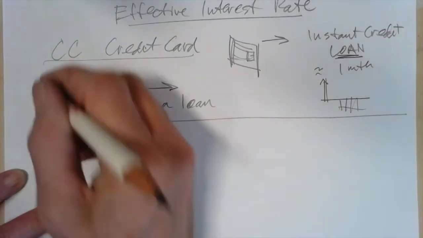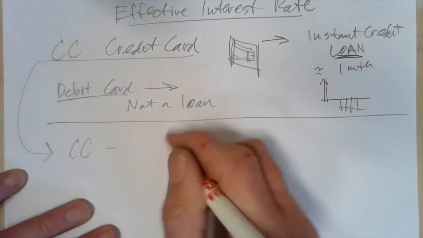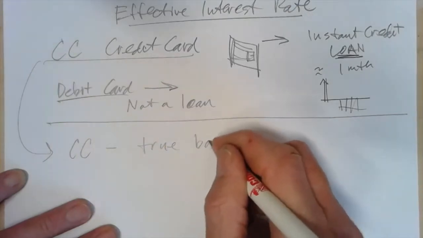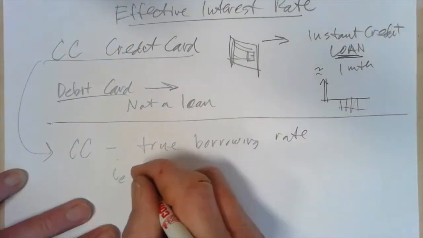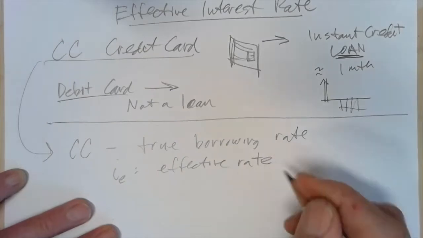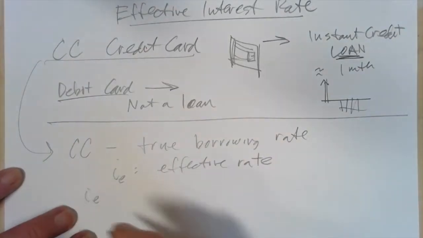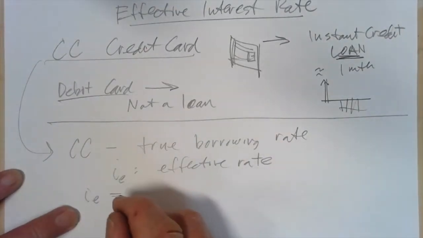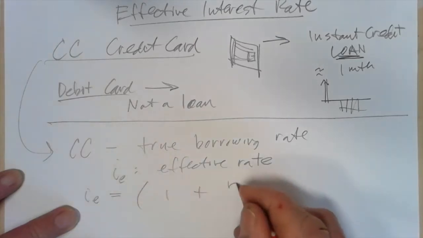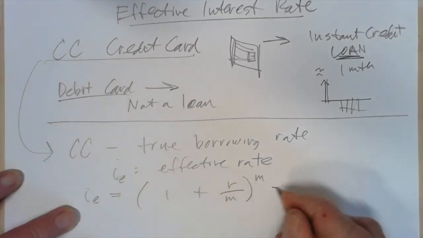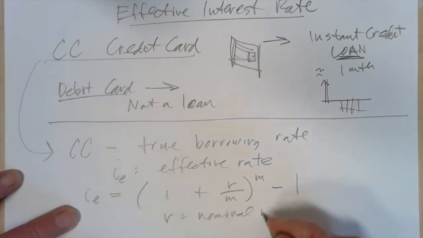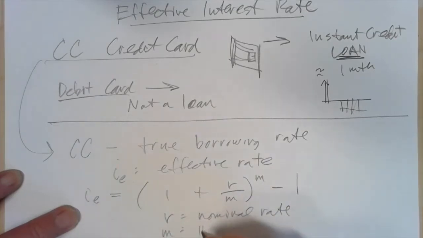Now, it's very important that you know with a credit card what the true borrowing rate is, which is called the effective rate. Most people do not understand this. The effective rate is equal to (1 plus R over M) to the M, minus 1. R is the nominal rate. M is the number of compounding periods.